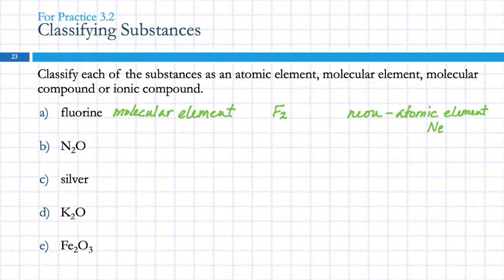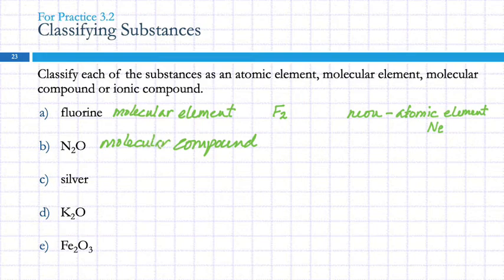Okay, N2O. Element or compound? Compound. The clue there is you have 2 different elements, right? You have 2 different capital letters. So this is a compound. How do we identify if it's molecular or ionic? Does it have a metal in it? Ionic compounds have metals in them. Okay? Nitrogen and oxygen are nonmetals. How do we know? We look at the periodic table, and they are both to the right of that stair-step line, which tells us they are nonmetals. So this is a molecular compound.